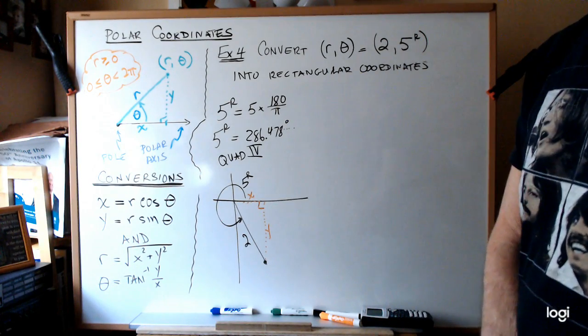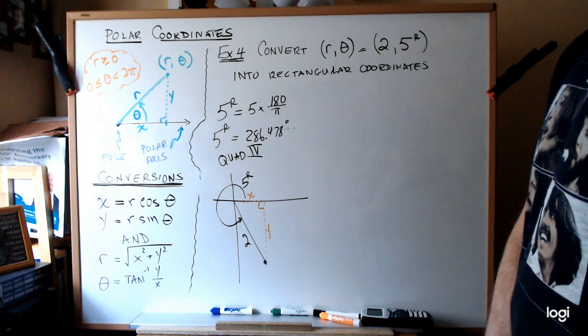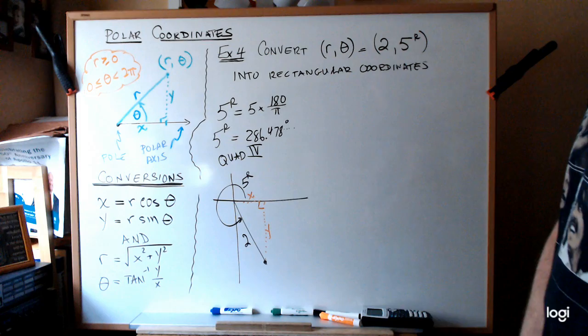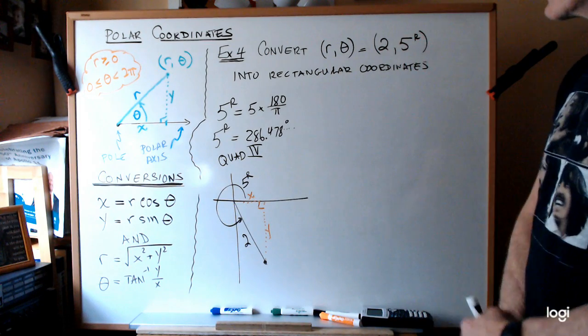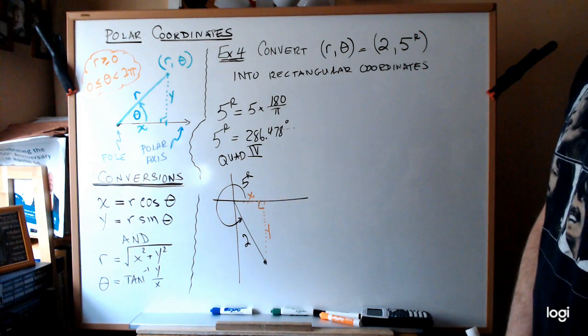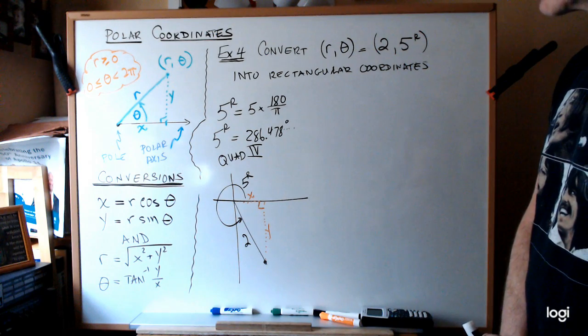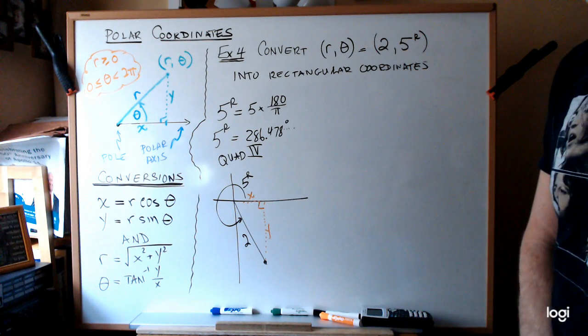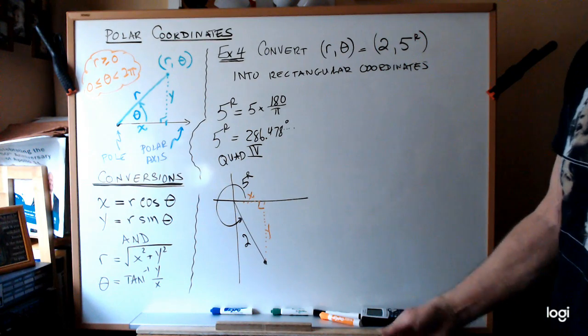We're working on conversions, and this second example is we're going to be looking at converting (2, 5 radians) into rectangular coordinates. And since I'm a diagram guy, I think the first thing I want to do is figure out where is 5 radians. I mean, is that quadrant 1, 2, 3, 4?